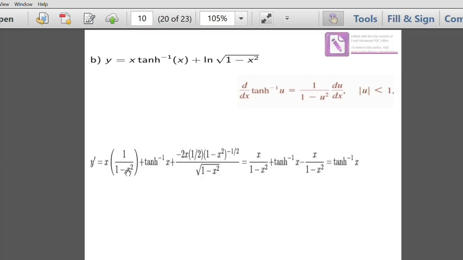If you simplify this, here you have x divided by 1 minus x squared plus the inverse of hyperbolic tan x, minus, here this half will cancel with this half, here you have minus x over 1 minus x squared. So this term is negative, this one is positive, you can cancel these two, so the derivative will be the inverse of hyperbolic tan of x.